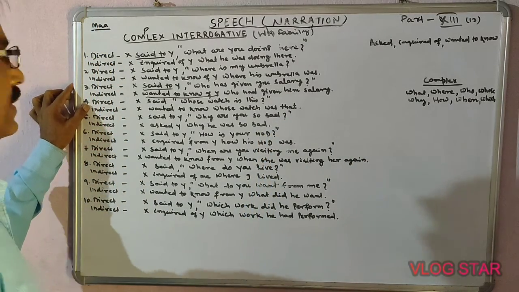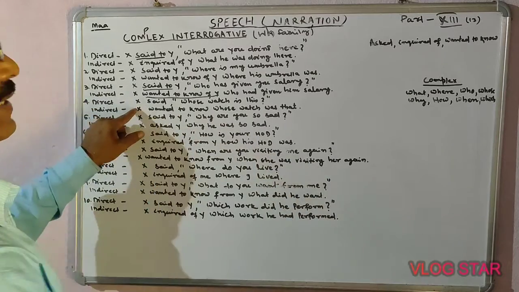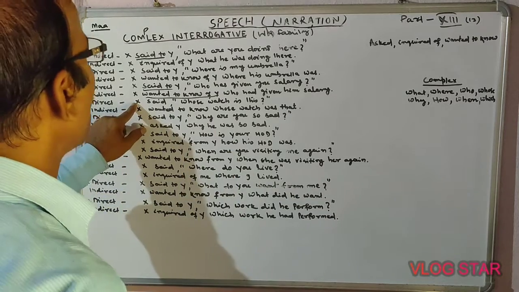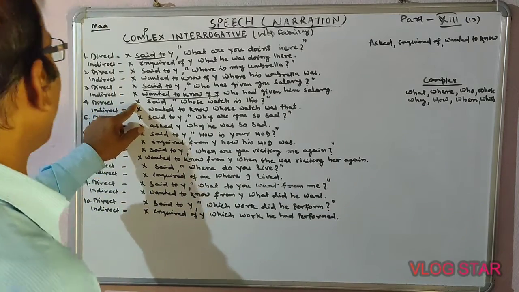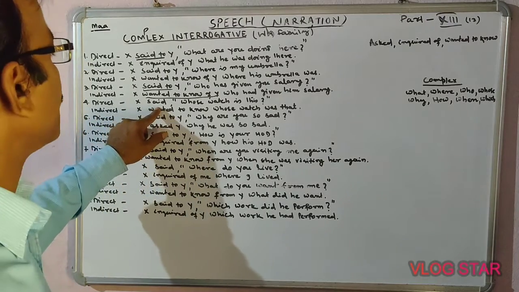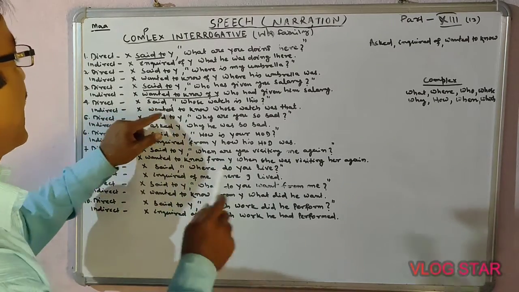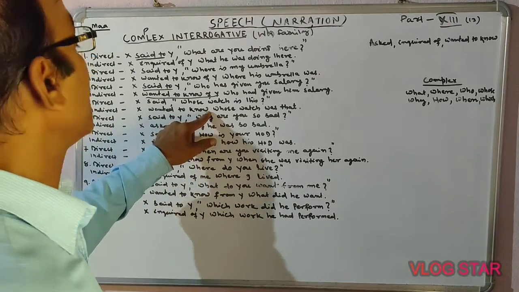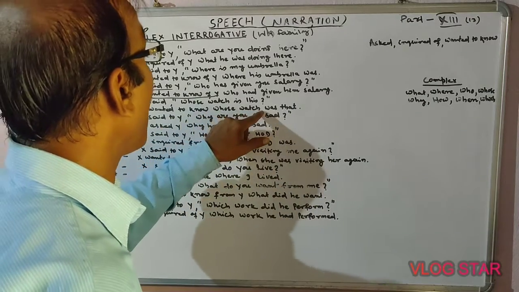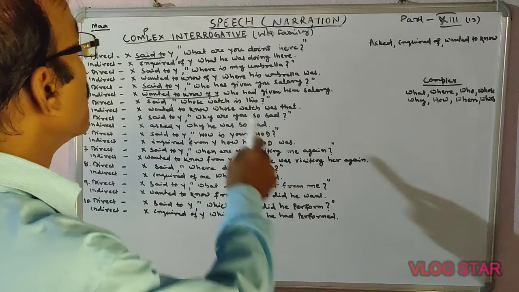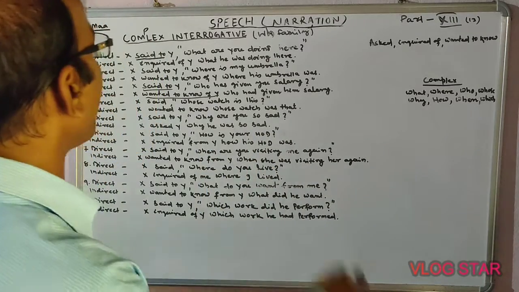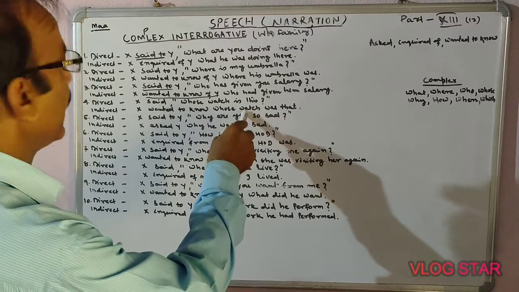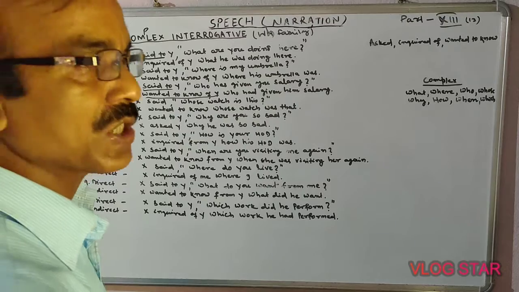Let us come here, direct speech. X said, within inverted comma, whose watch is this? In indirect speech, X wanted to know whose watch was that. Whose watch was that? Because here it was present imperfect, in indirect speech it will be past imperfect.